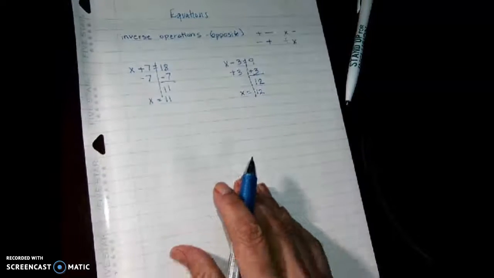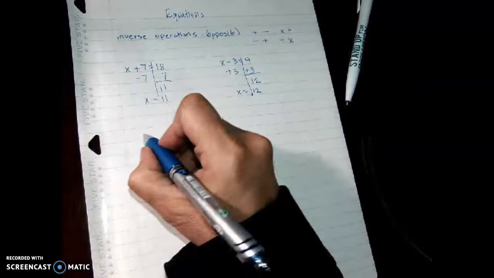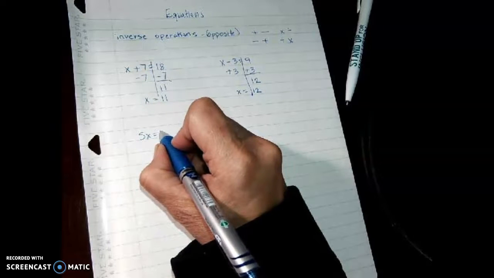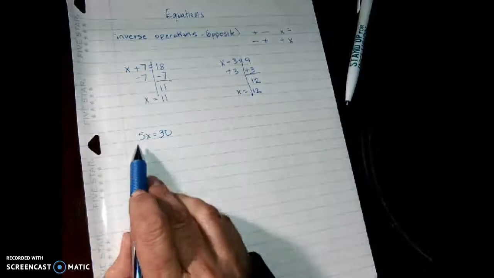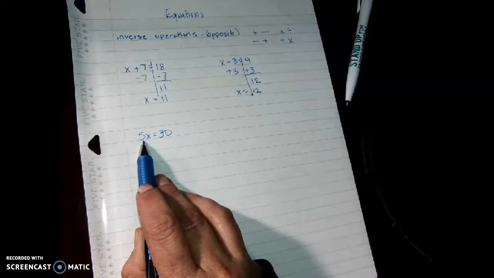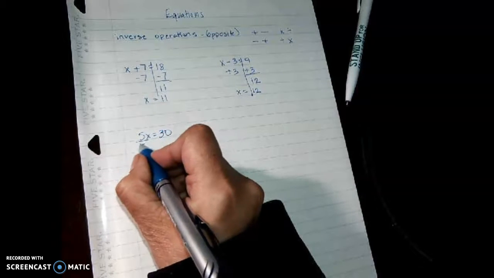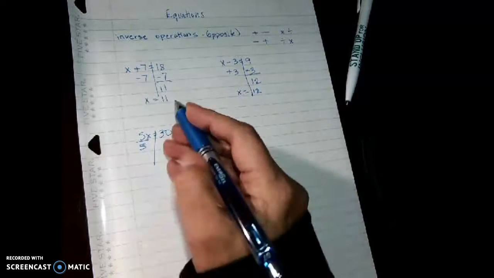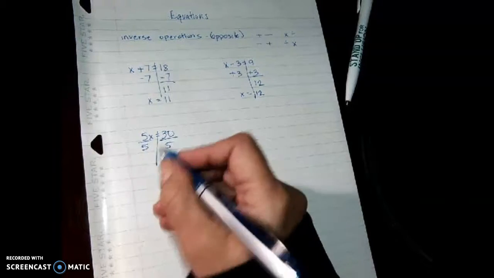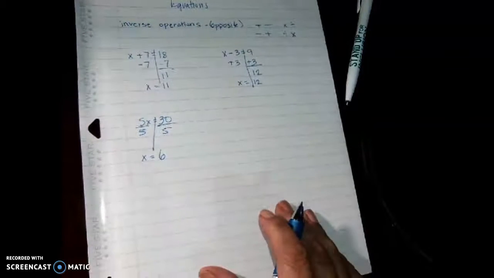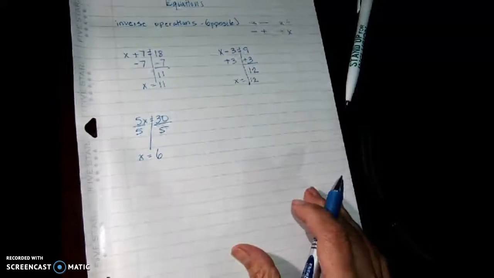All right, let's do multiplication and division. So if I have 6x equals 30, this is saying 6 times something equals 30. The opposite of multiplication is division. So I divide by 6. What I do to one side, I do to the other. So x equals 5. 30 divided by 6 is 5.